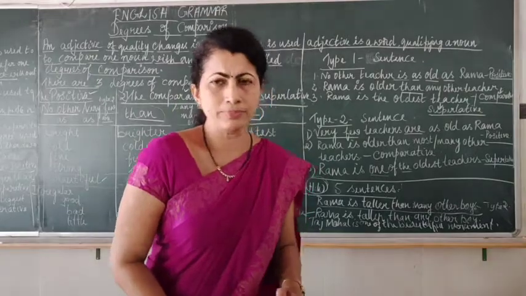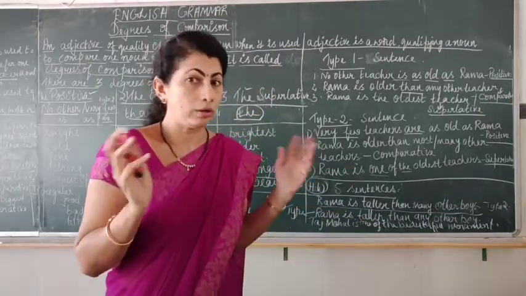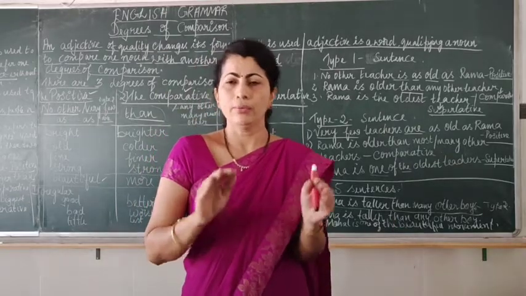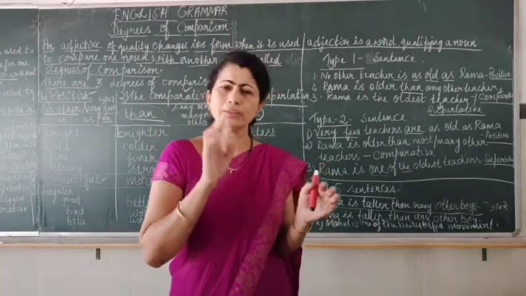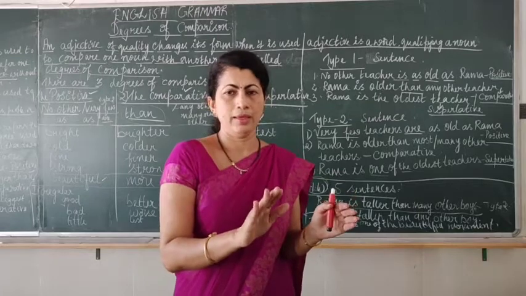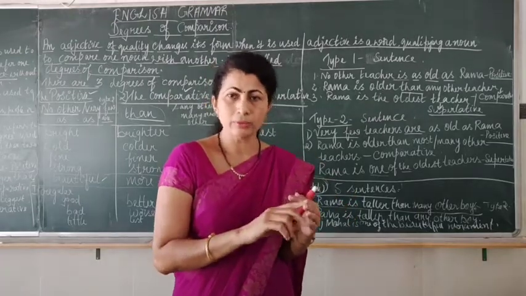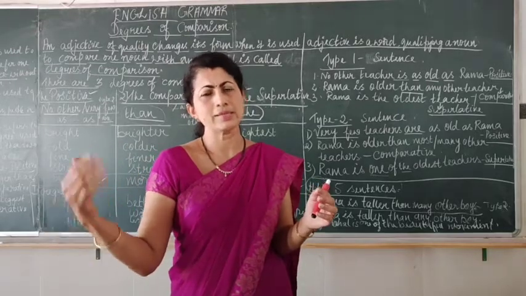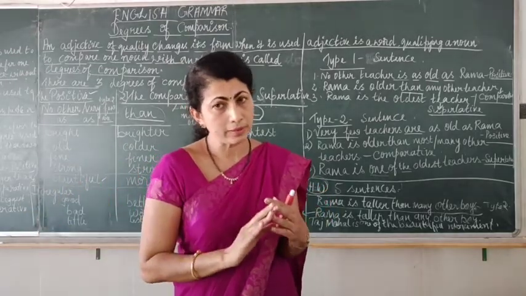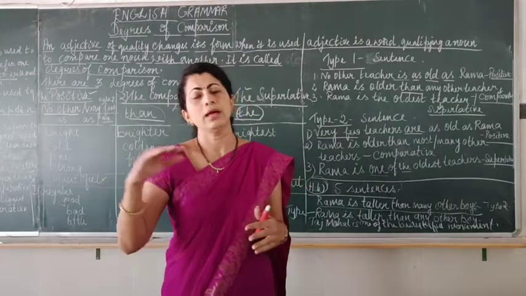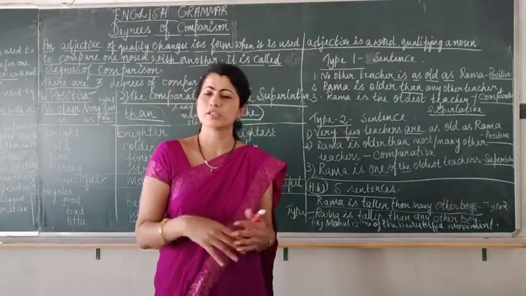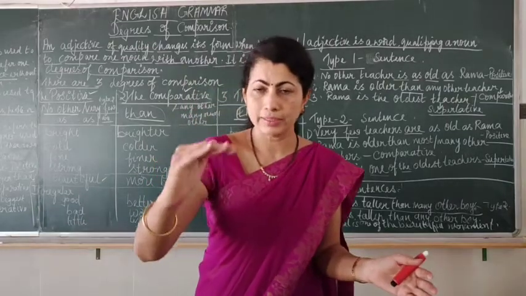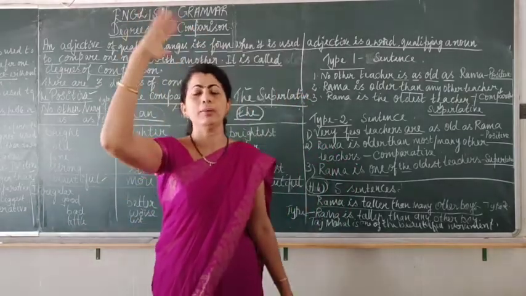Now let's see how we can explain the positive degree. Actually, in the positive degree, we have the comparison with only one object, and in the comparative, two objects, or we could say places, people. But in the superlative degree, there may be more than two objects, people, places. So the superlative degree is the highest degree of comparison.